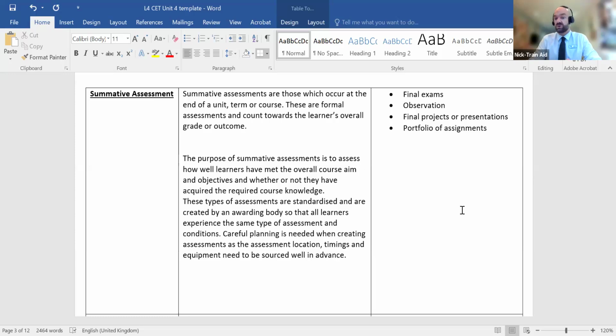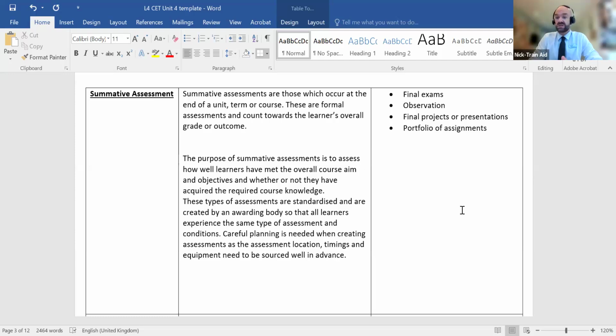A summative assessment could be an observation, such as a final observation. It could be a project hand-in, so it could be that learners have to hand in perhaps a final project or a portfolio of assignments to be marked. It could even be a presentation at the end of a course, which is going to be observed by a panel of assessors, for example. So summative assessments are formal, graded, they follow a criteria, and lots of planning goes into them as well.